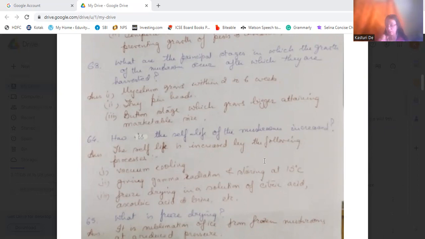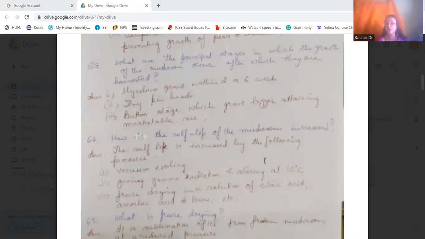Another process is giving gamma radiation and storing it at 15 degrees centigrade, a very low temperature, so that diseases and pests cannot grow there. And another process is freeze drying in a solution.